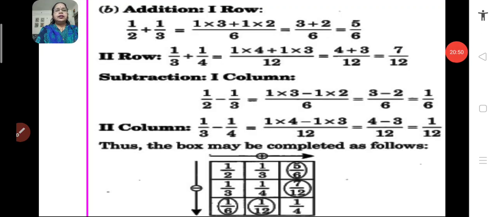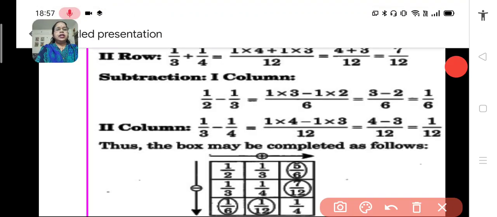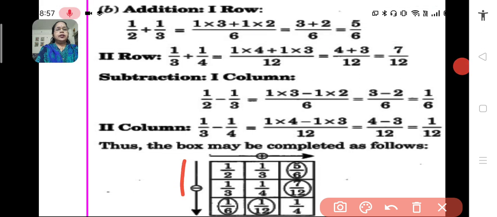Now we have to subtract the fractions given in the columns, that means here. So, we have to subtract 1 upon 3 from 1 upon 2. So, 1 upon 2 minus 1 upon 3. Here also, we find the LCM of the denominators, that is 6, and then change the fractions into equivalent fractions with denominator 6. So, by doing this what do we get? We get 3 minus 2 upon 6 and the result is 1 upon 6. So, this box will be filled by 1 upon 6.